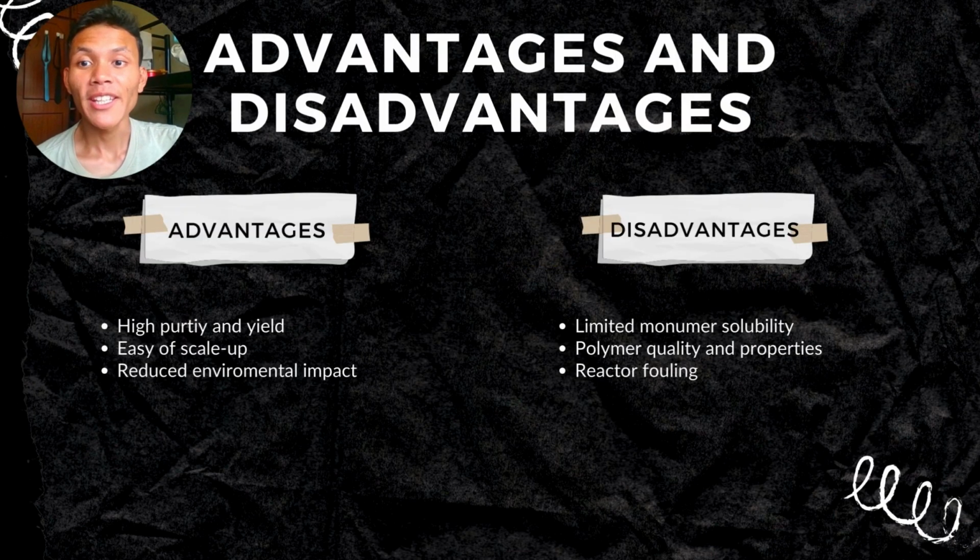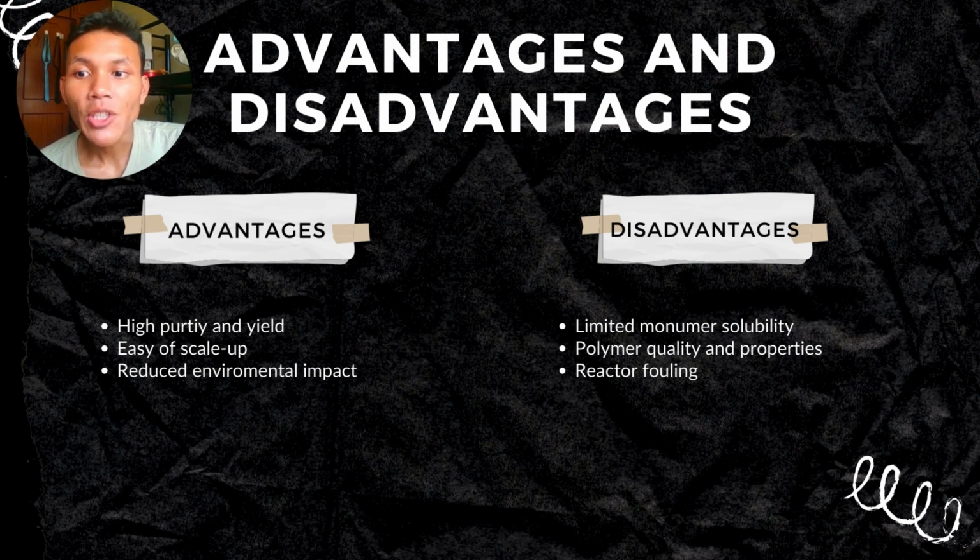Moving on to the advantages and disadvantages of gas phase polymerization. For the advantages, we have the high purity and yield. Gas phase polymerization often results in high purity polymers because the process takes place in the gas phase, reducing the likelihood of impurities. Next one is the ease of scale up. Gas phase polymerization processes are often more amenable to scale up than some other polymerization methods.